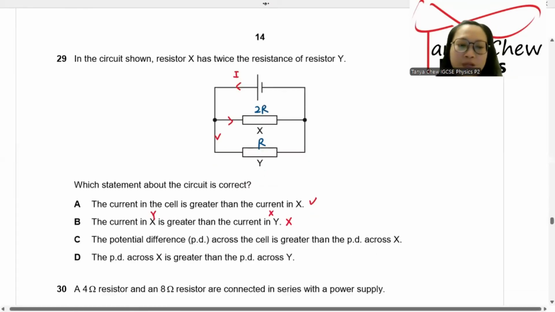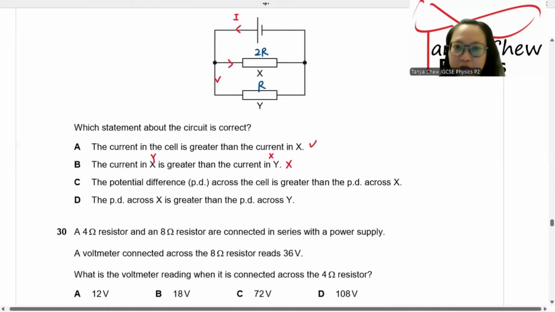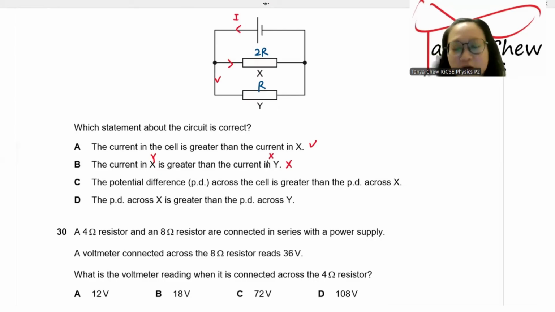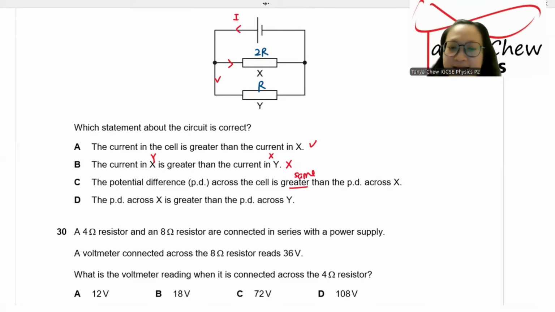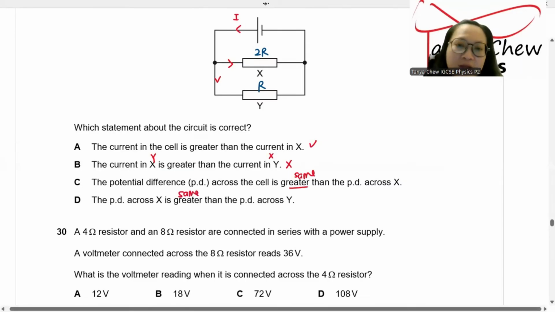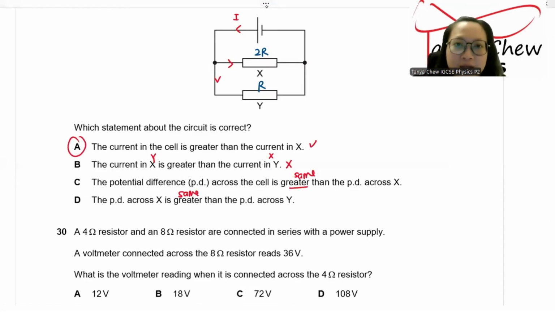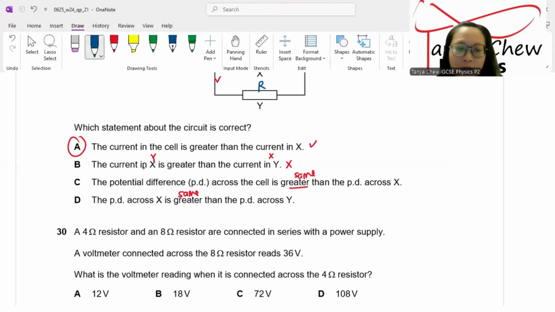Remember that. See, the potential difference across the cell is greater than the potential difference across X. How can it be? Potential difference across the cell is the same as potential difference across X and Y because X and Y are connected in parallel to the cell. So this is same. D, the PD across X is greater than the PD across Y. No, because X and Y are being connected in parallel circuits. So the PD must be the same. A is the answer.